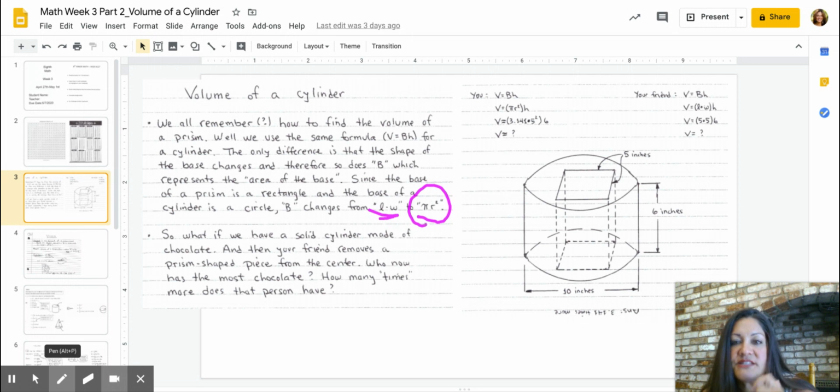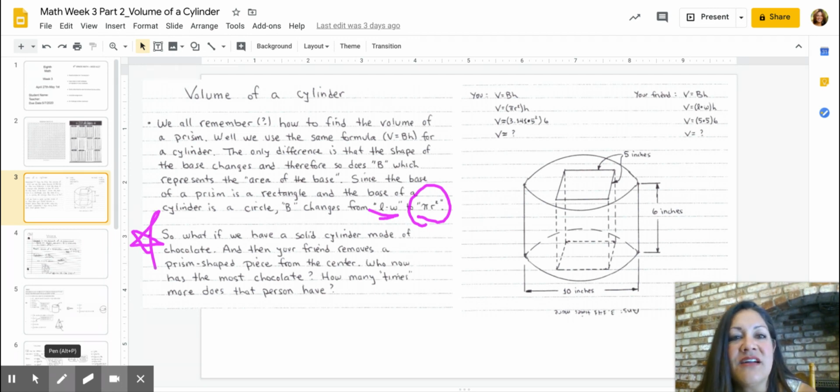So what if we have a solid cylinder made of chocolate? Sounds good to me. And then your friend removes a prism-shaped piece from the center. Who has the most chocolate? How many times more does that person have? Okay, so that is our real-life application. Let's see what it looks like here.